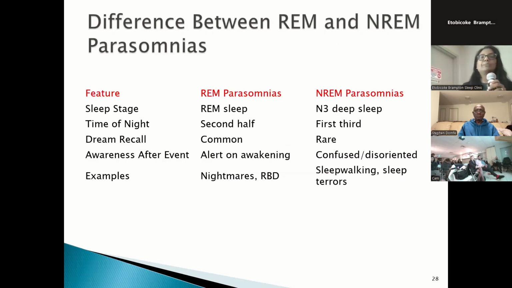So here is the difference between REM and non-REM parasomnias. REM parasomnias occur during the REM sleep, and non-REM parasomnias occur in deep sleep. Time of the night: REM happens in the second half of the night, but non-REM parasomnias in the first third of the night. Dream recall in REM is very common, but in non-REM none or rare. Awareness after the event: alert on awakening in REM parasomnia, but confused or disoriented in non-REM. Examples: nightmares and REM behavior disorder, and sleepwalking, sleep terrors.